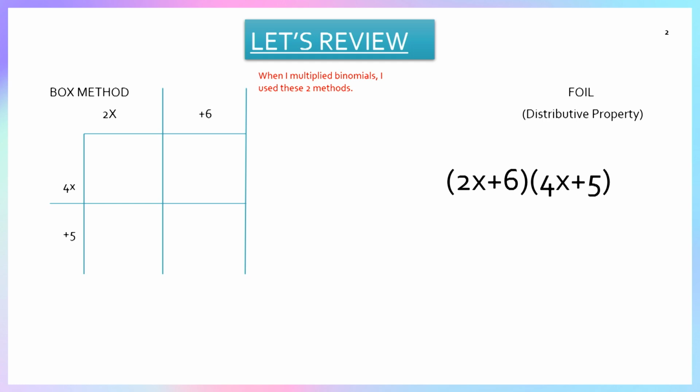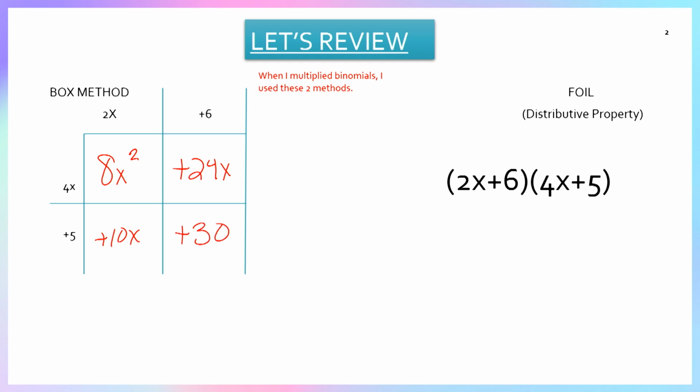So 2x times 4x would have given me 8x squared, because x times x would be x squared. And then a positive 6 times 4x would give me a positive 24x. 2x times a positive 5 would give me a positive 10x. Positive 6 times a positive 5 would have given me positive 30.